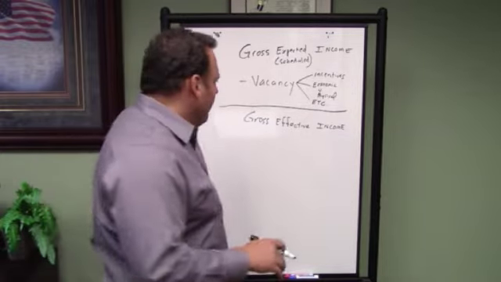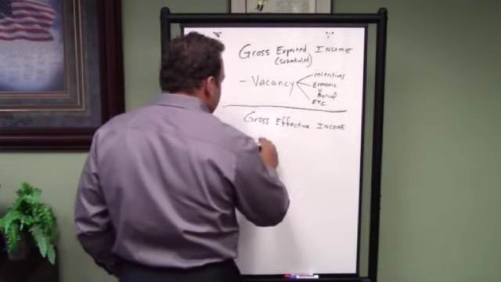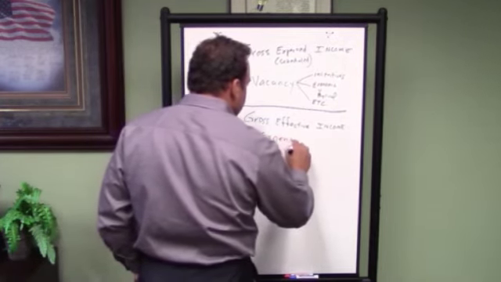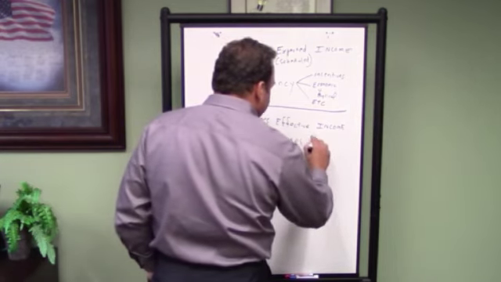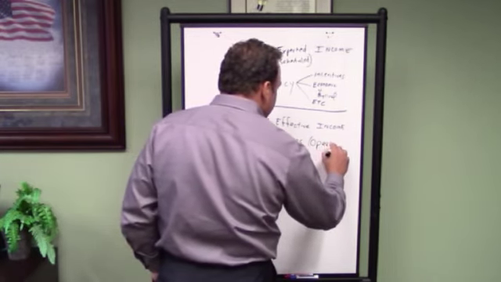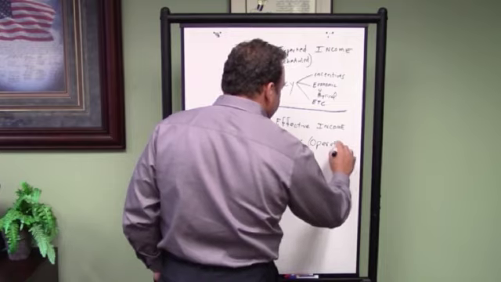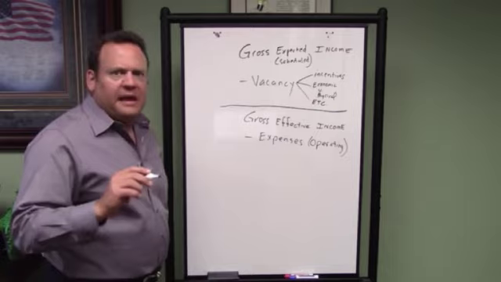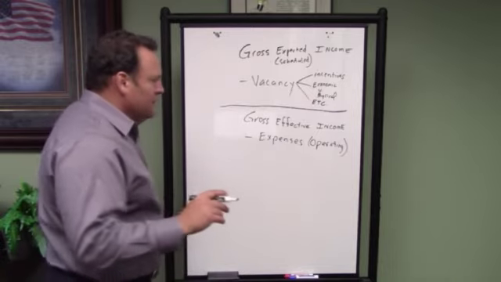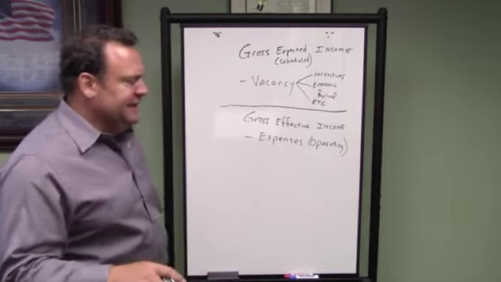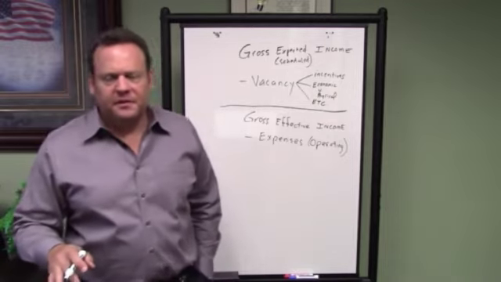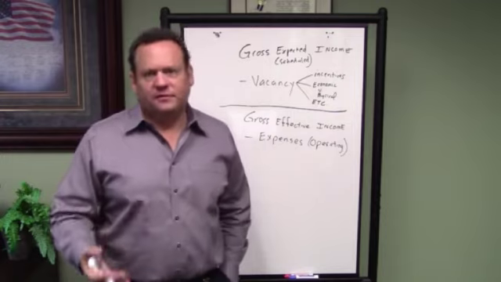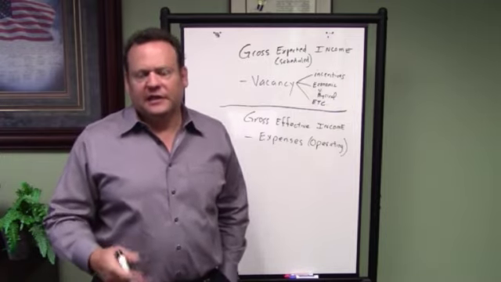Okay? Now from that, we're going to subtract expenses. These are called operating expenses. Now, this is where a lot of people make a boo-boo. On a small building, let's say a 10 to 12 unit apartment building, where it's listed by a real estate broker, and the broker prepares the pro forma, they're going to list the expenses.